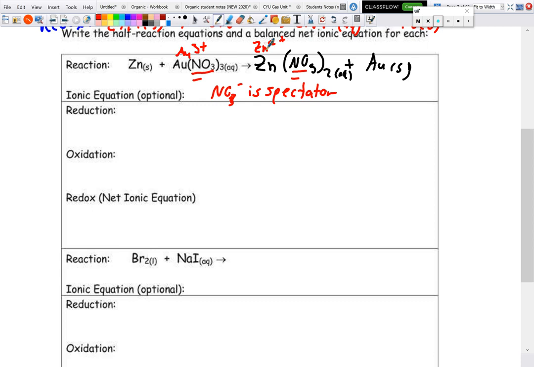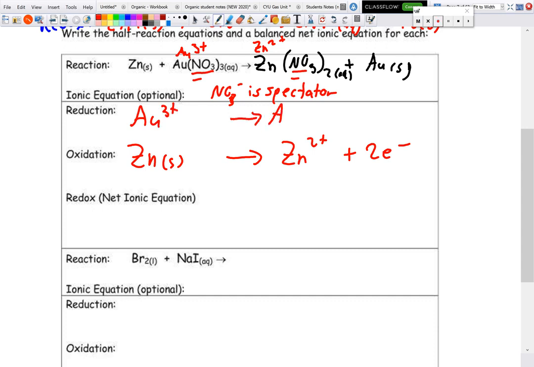So that is of course losing electrons. So that is our oxidation half reaction. So mass is balanced, and by charge I need to add 2 electrons on that side, and my reduction is going to be my gold. And in order for Au3+ to go to Au solid, we need to gain 3 electrons.